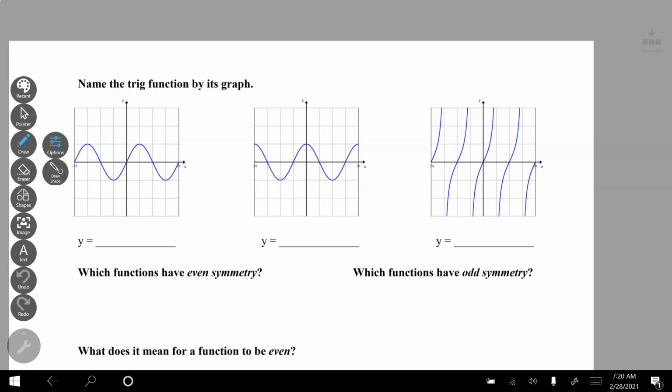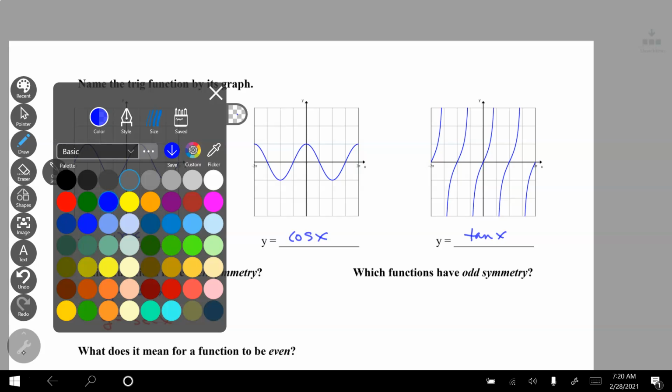Okay, here are our 3 graphs. The first two you better know. You should know that this is sine of x, this is cosine of x, and we briefly talked about this the one day, that this is tangent of x. So let's talk about symmetry. Which one is even out of these 3? Well, I see y equals cosine of x is even, which implies that y equals secant of x would also be even because they go hand in hand.